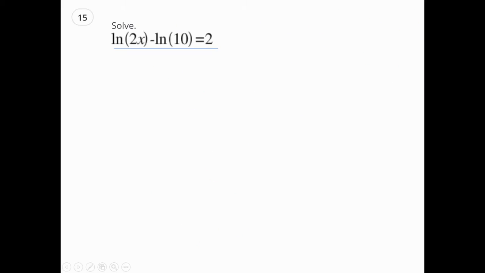All right, number 15. Again, seeing that same kind of pattern, I have matching logs, matching bases. Those are base E. And then I see subtraction again, so I'm going to be doing division.